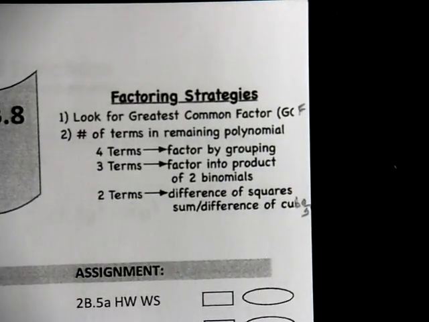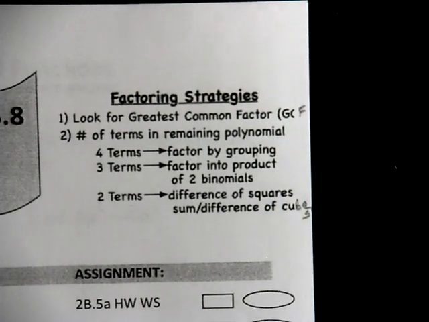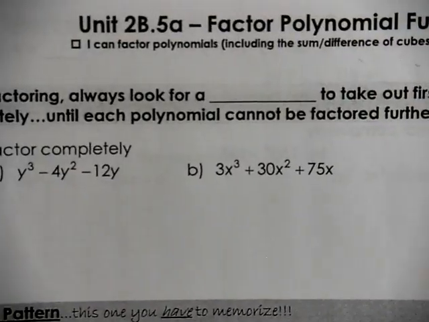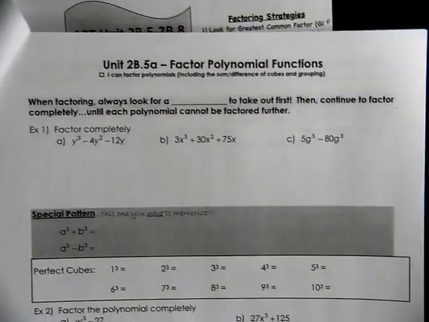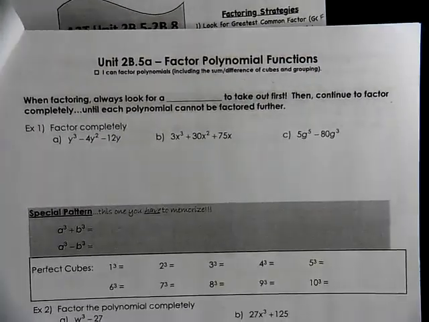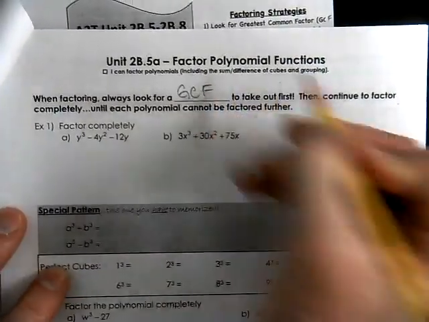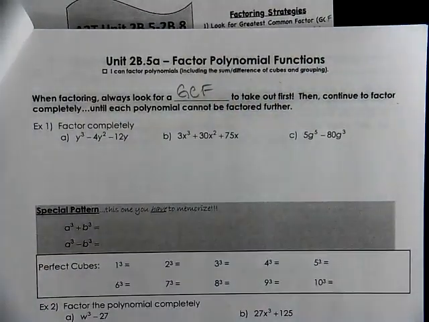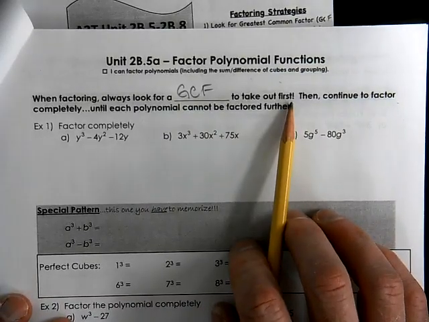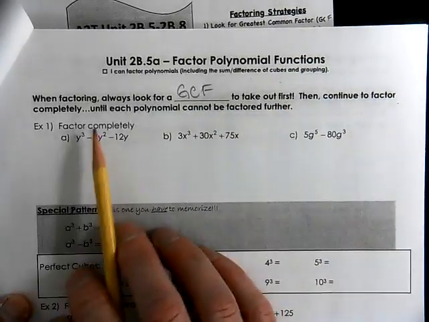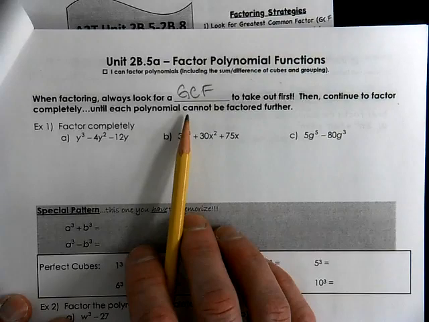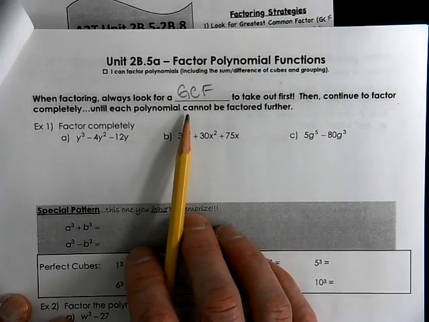Alright? So this might be a good little strategy to look at to see what you might do. So when we're factoring, always look for a GCF. You always want to take that out first. And then we're going to continue on factoring until it cannot be factored any further.